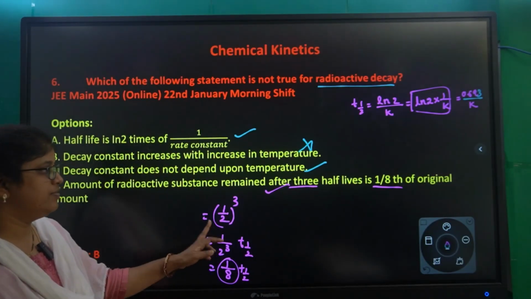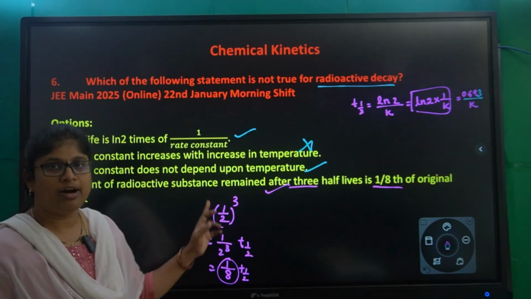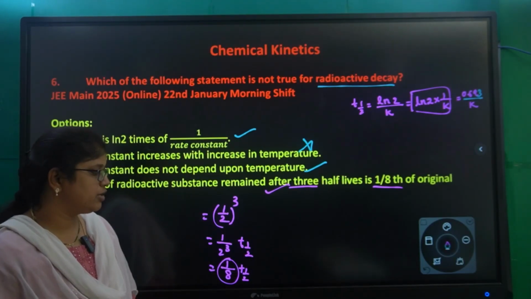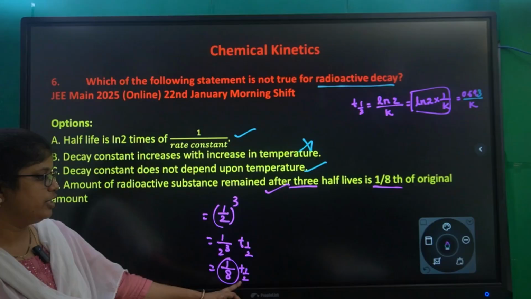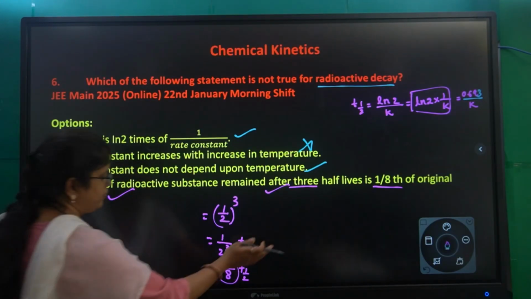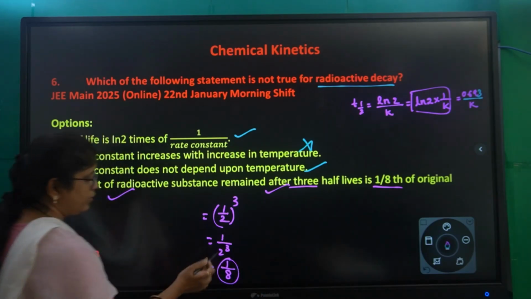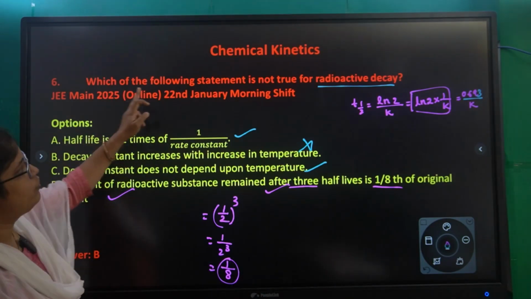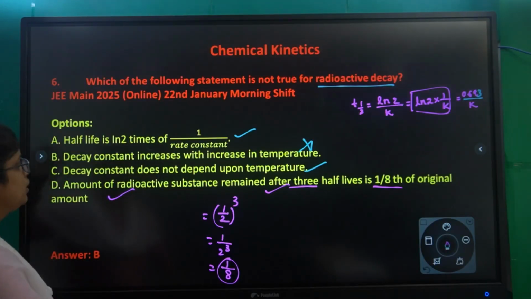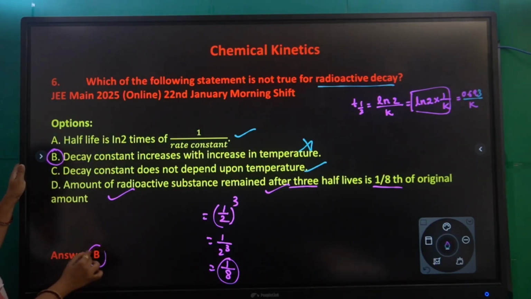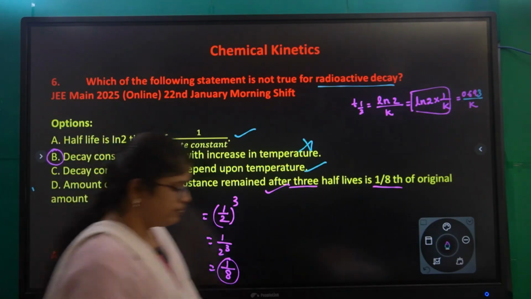After 3 half-lives, it is equals to half to the power of 3. So 1 by 2 to the power of 3, that is equals to 1 by 8 of its original amount. So that is correct. Okay. So here, what is the question? Which of the following statements is not true? So here A, C, D are true, B is not true. So the answer is B.